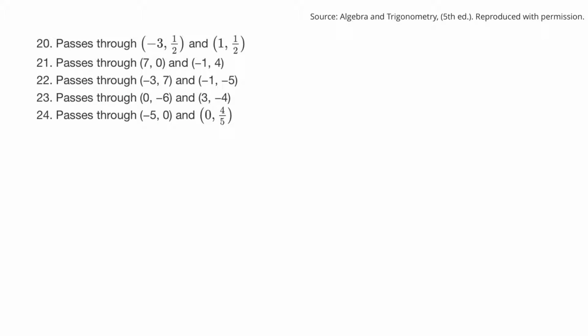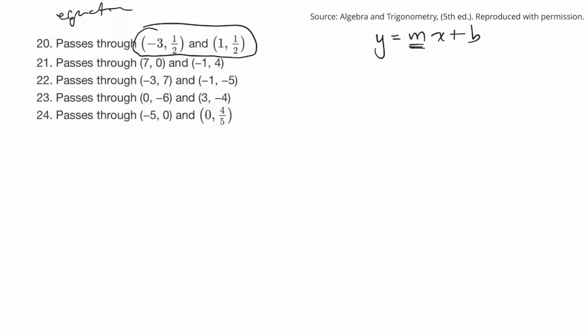Now here's some questions where you have to find the equation of the line given 2 points that are on the line. Some of these involve fractions. Let's maybe try this one right there. To do this one, if I need to find an equation, I need to come up with an m and a b. So I have to find the slope and the y-intercept. They don't give me either of those to begin with. So the first thing I'll do is find the slope.